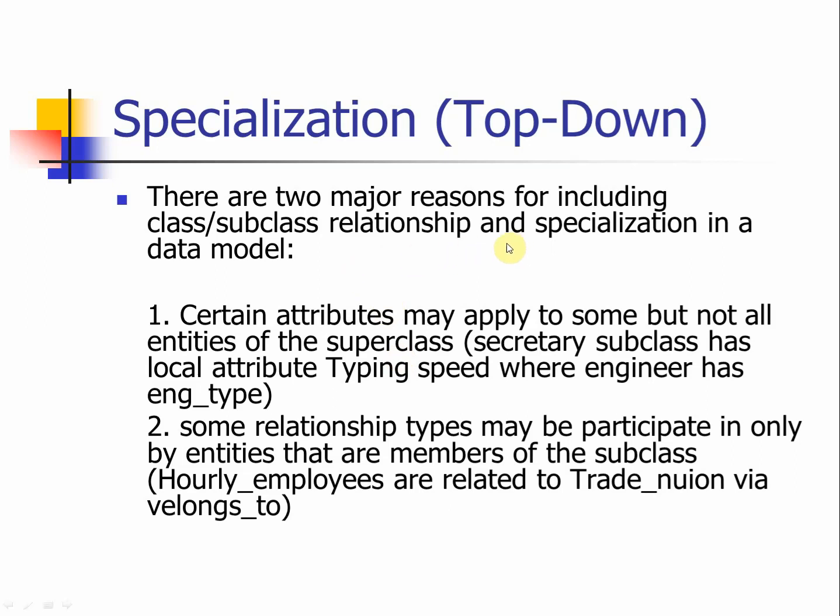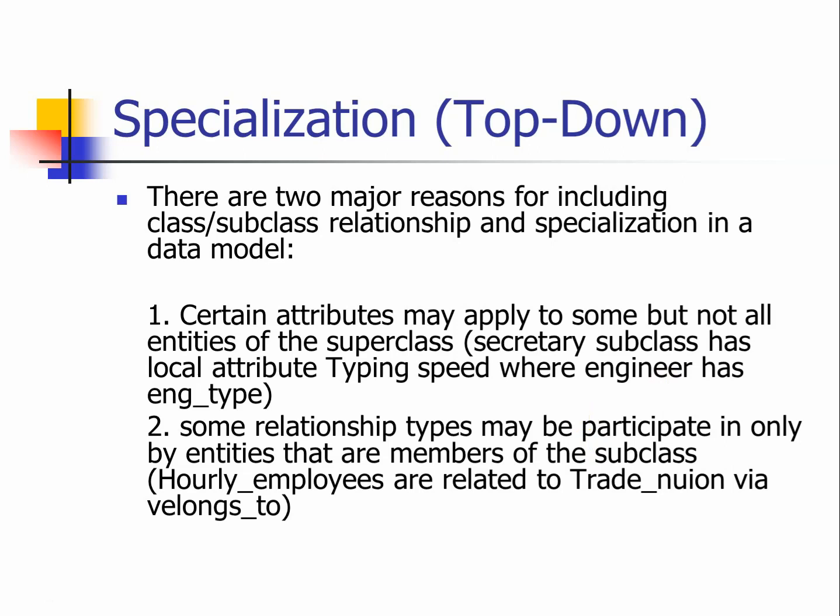There are 2 major reasons for including class-subclass relationships and specialization in a data model. The first one, certain attributes may only apply to some but not all entities of the superclass, just like the secretary. They have the typing speed and others don't need that, as well as the technician grade does not apply to the secretary nor the engineer. Some relationships may only participate in the subclass only, just like the manager to the manager.